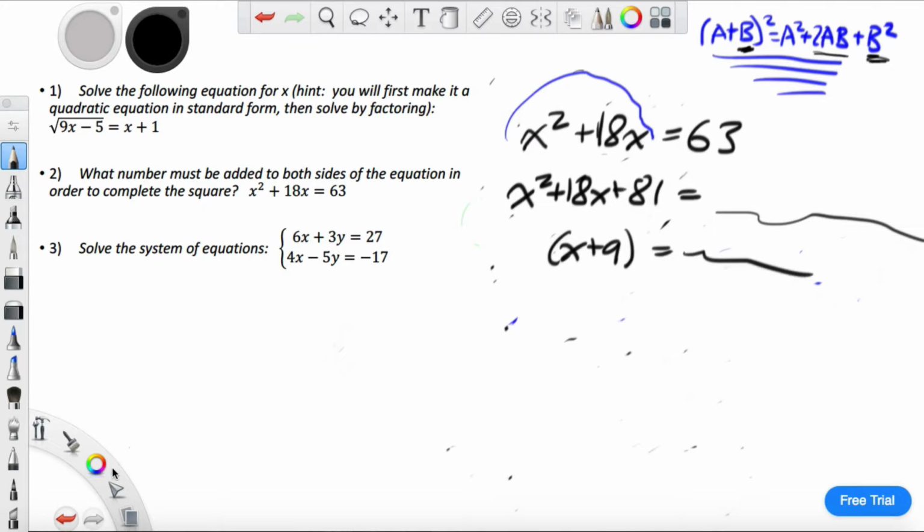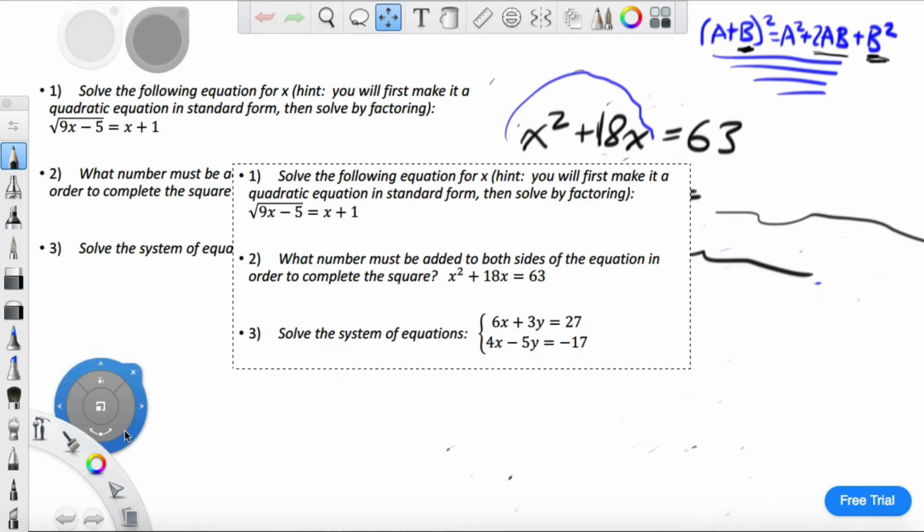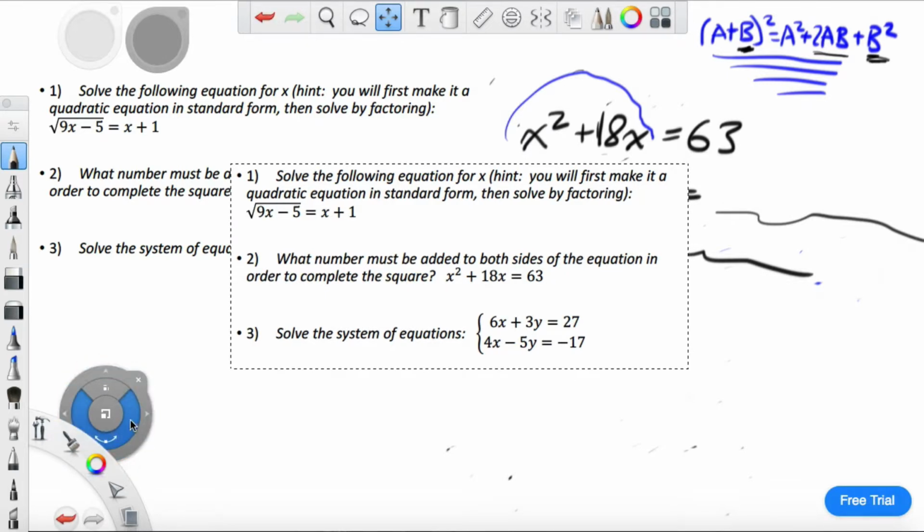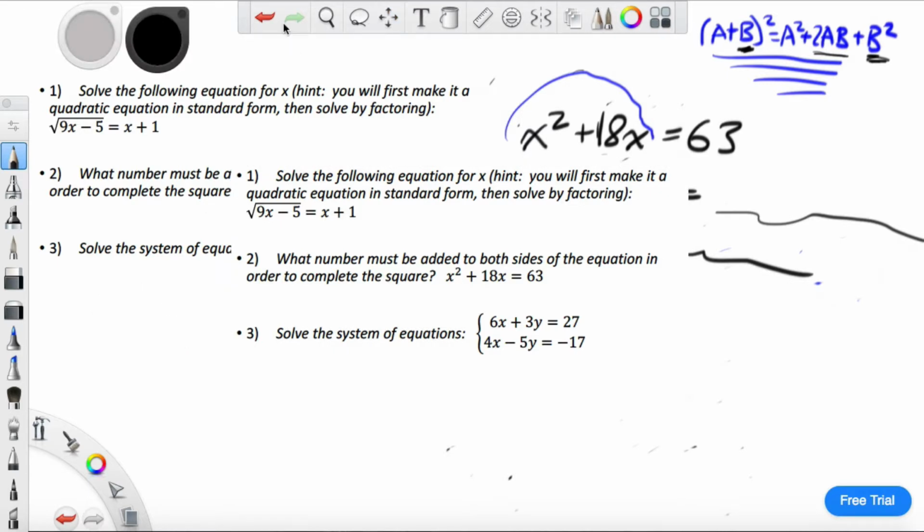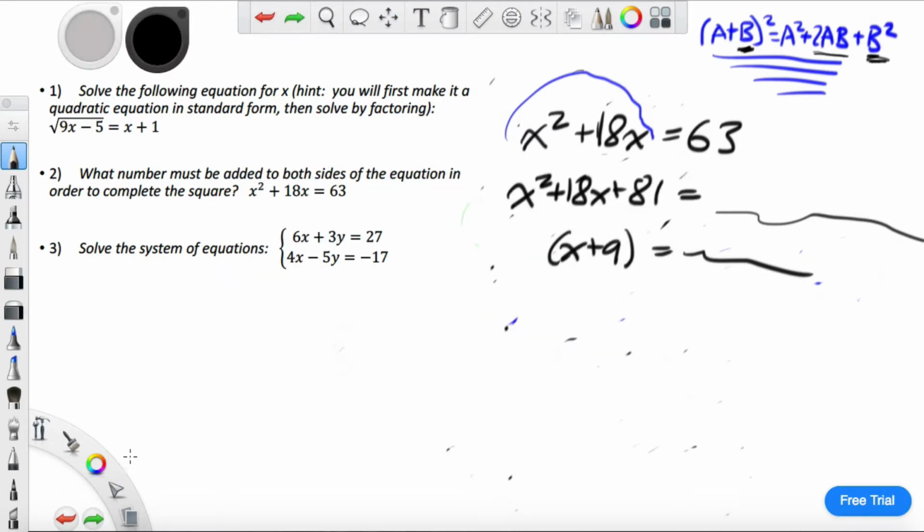So we are going to add 81 to both sides, and that is what we're going to do, okay? The answer to this is you add 81 to both sides in order to complete the square. Okay, great.